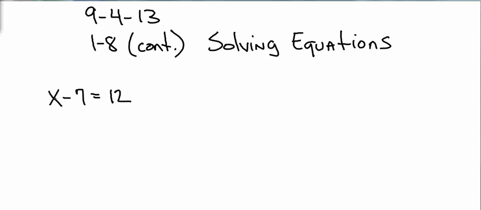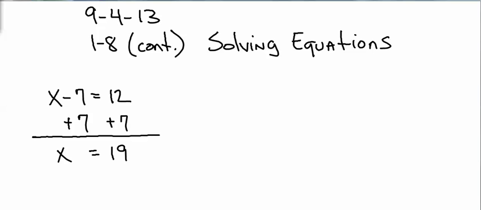So in this case, they're subtracting 7 from the variable. What's the opposite of subtracting 7? Adding 7. So we're going to add 7 to each side of the equation. And x is going to be equal to, what's 12 plus 7? 19.